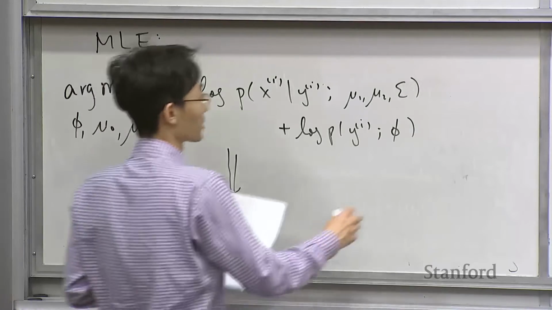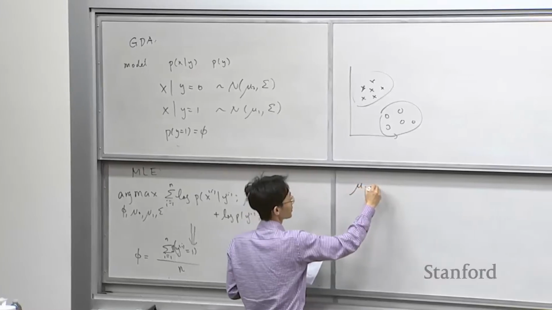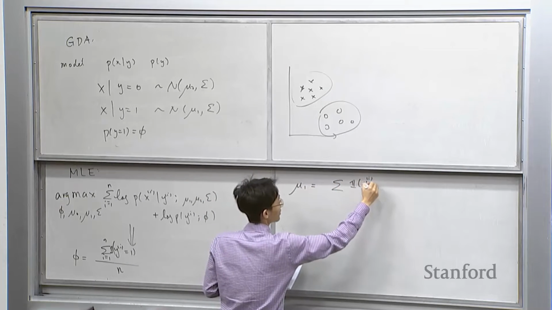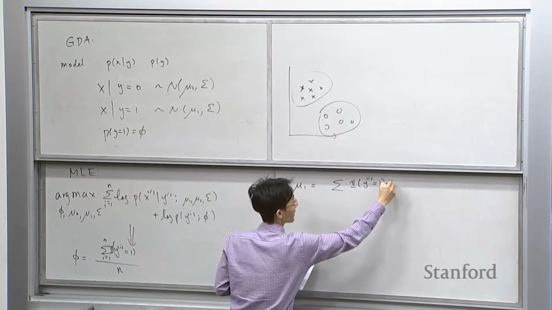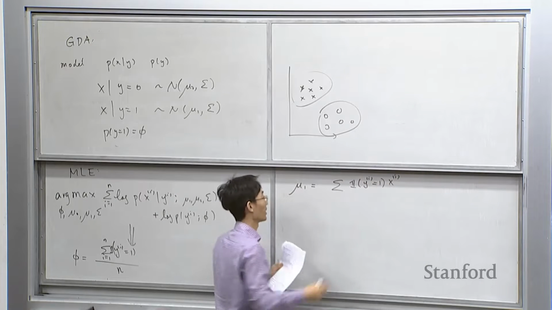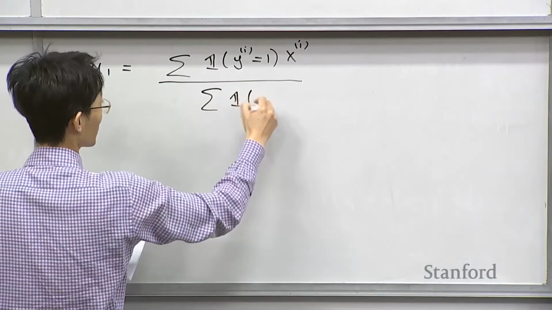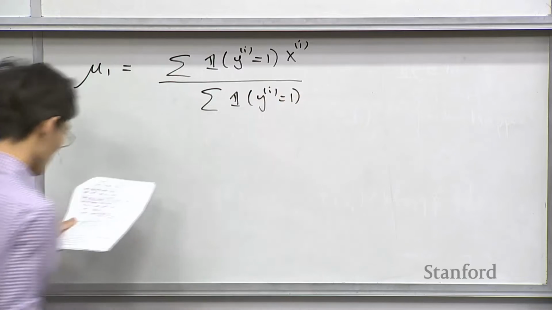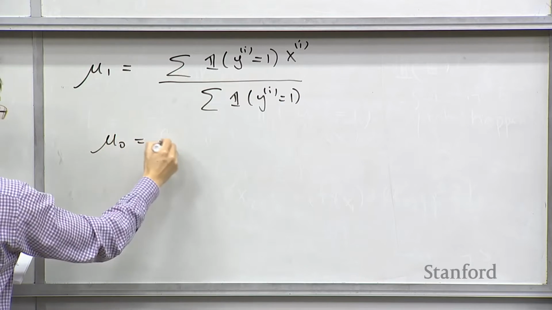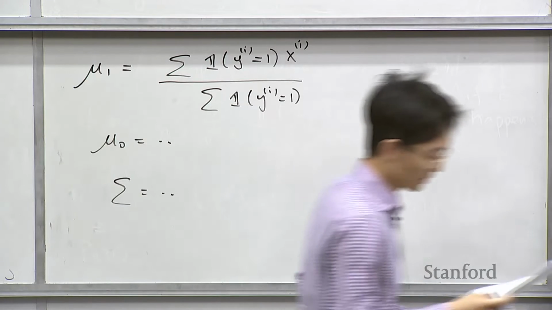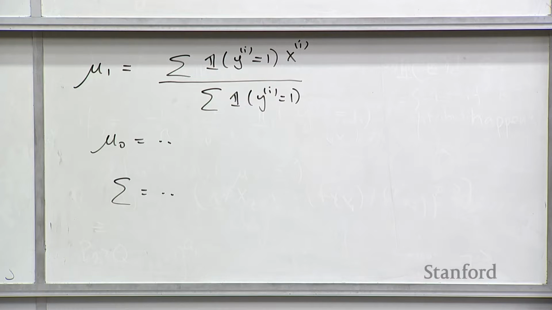And we also have formulas for mu 1 and mu 0. So mu 1 was something like the average of xi in the positive group, in the positive examples. So you take the sum, and you divide by the total number of positive examples. And you can also have mu 0 and also sigma. So each of these has a formula that depends on the data. So this is how you learn the parameters from the data.